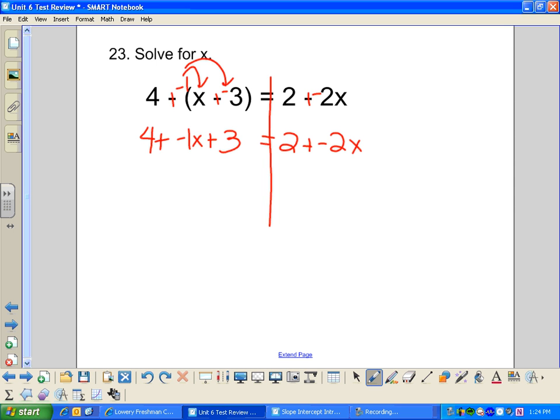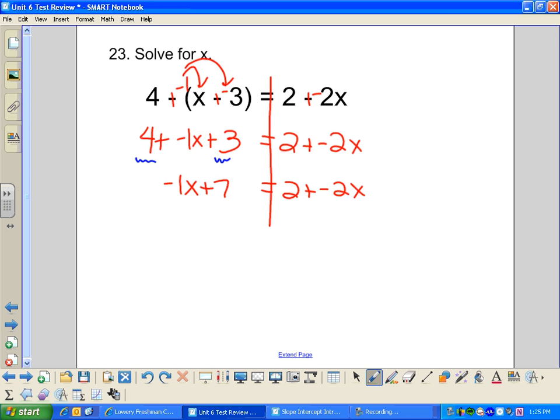Anything else I can do? I can combine like terms before I start to solve. So I've got a constant and a constant. Let's combine those. So 4 plus 3 is 7. So I end up with negative 1x plus 7 equals 2 plus negative 2x.